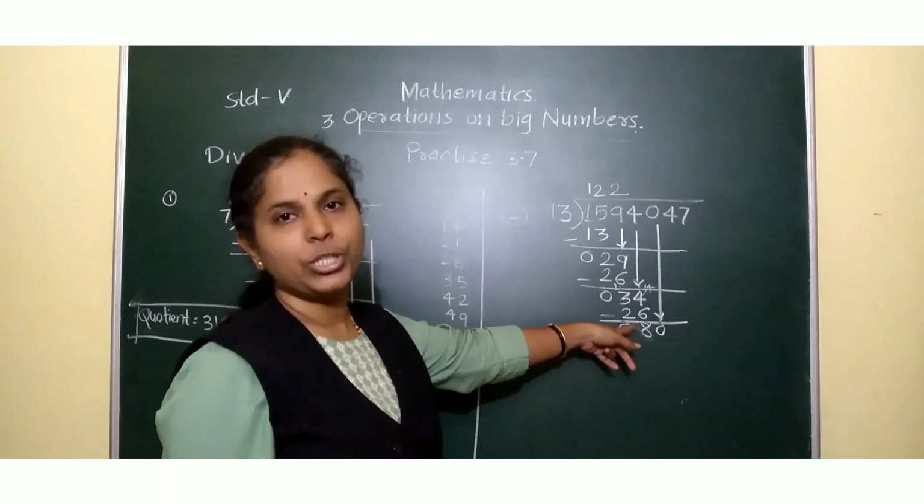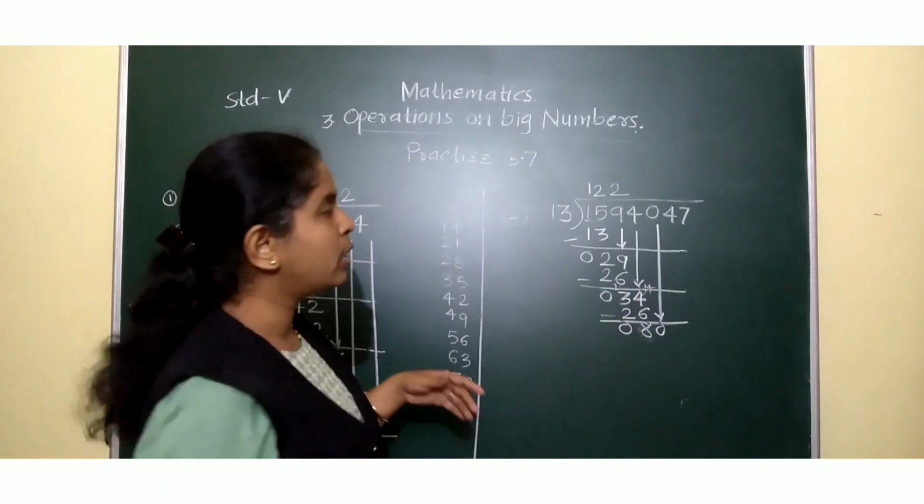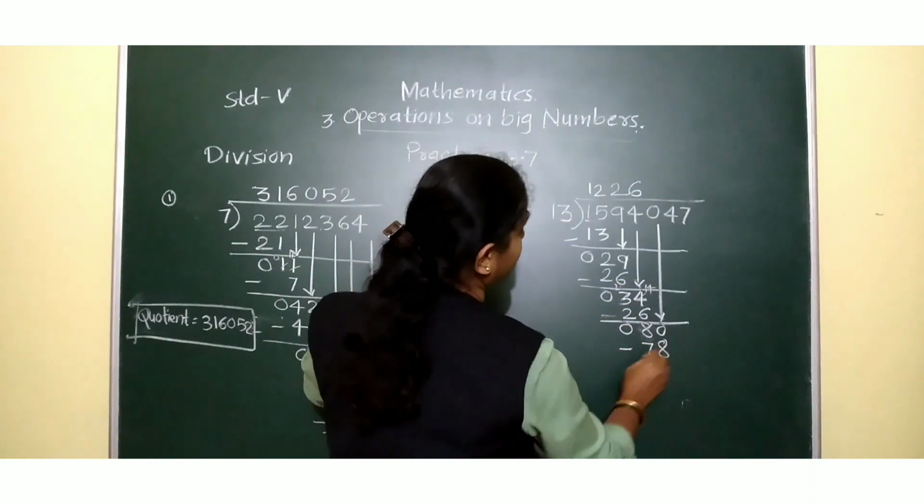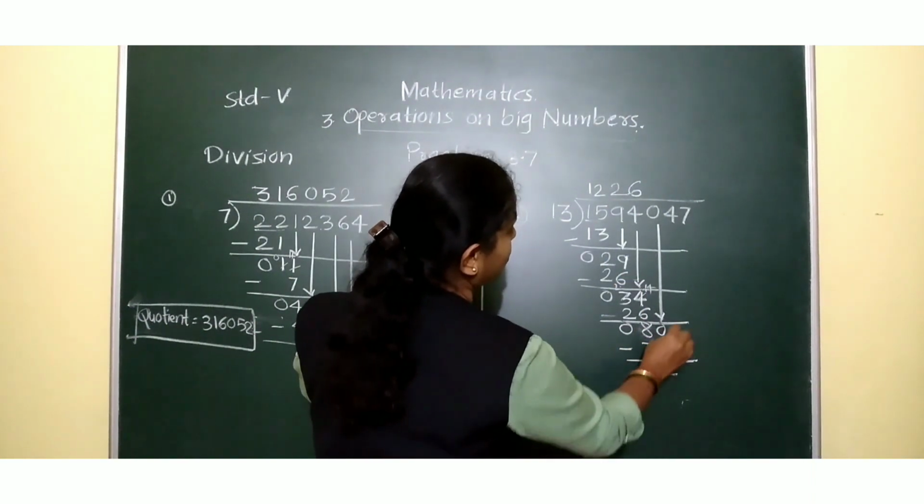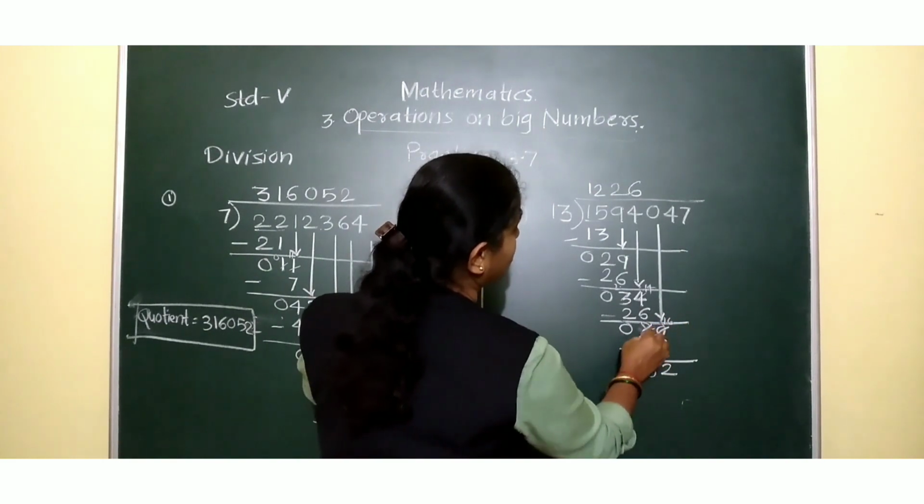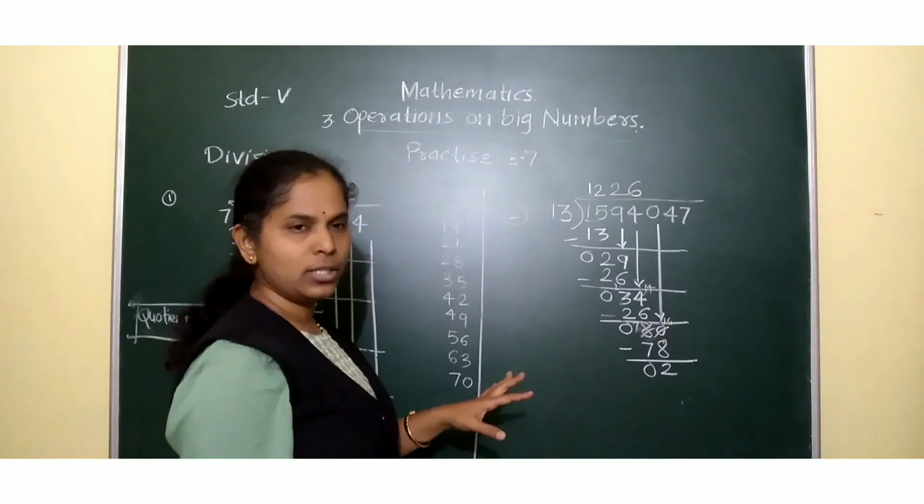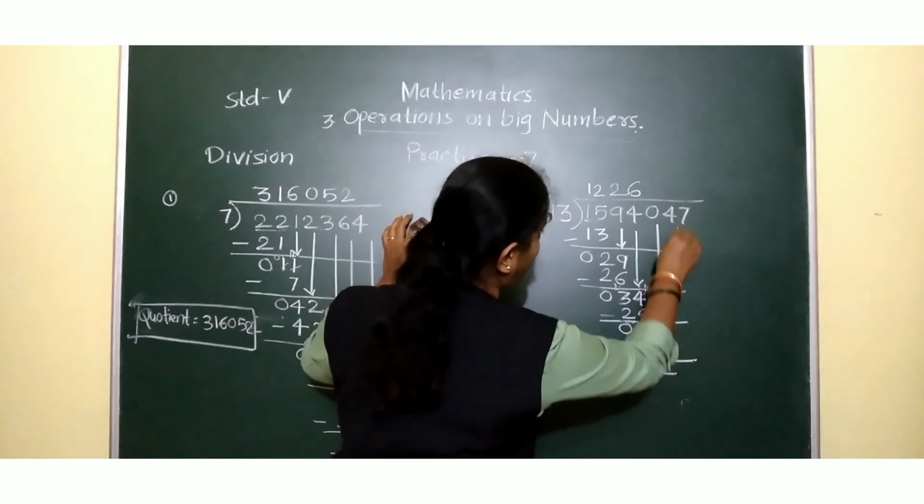80 is there. Which number is close to 80? 13 6s are 78. Okay. 80 minus 78 is 2. Now take 4 down.